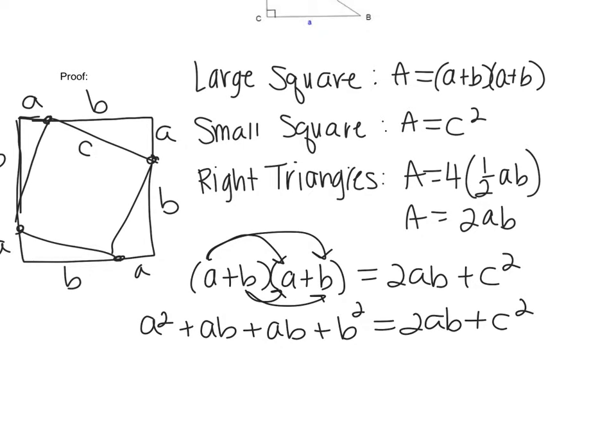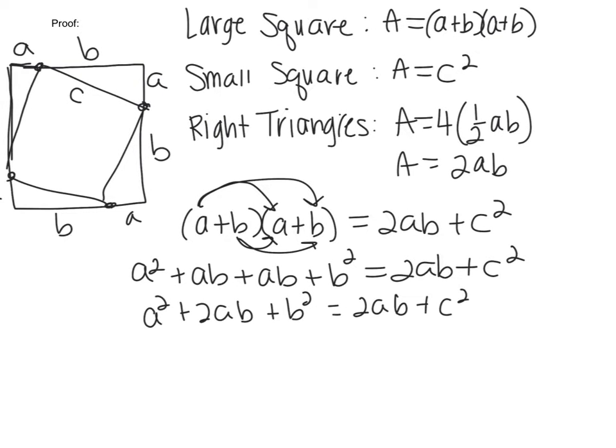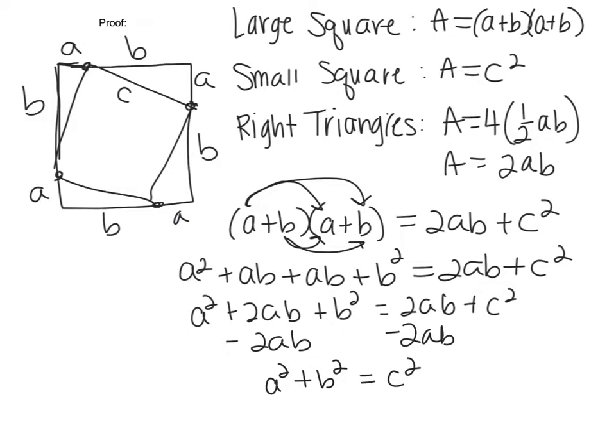Now on the left side, we have ab plus ab. So we end up with a squared plus 2ab plus b squared equals 2ab plus c squared. We look, we have a 2ab on both sides, so we can subtract it from both sides, and we end up with a squared plus b squared on the left equals c squared. And we have just proven the Pythagorean theorem. If we look at our right triangles inside our large square, they have sides a and b and hypotenuse c. So we did prove the Pythagorean theorem using just squares and triangles.